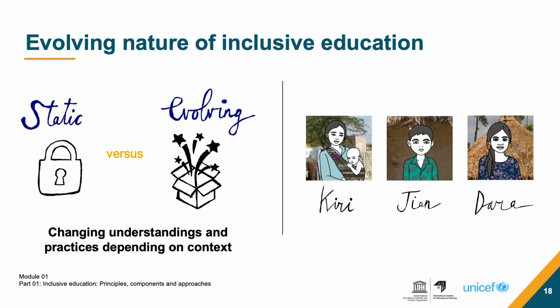Kiri, Tian, and Dara, the three characters from our story at the beginning of the course, come to mind. As countries define their approaches to inclusive education, the concept keeps evolving, shaped to a large extent by local and national approaches to its implementation.